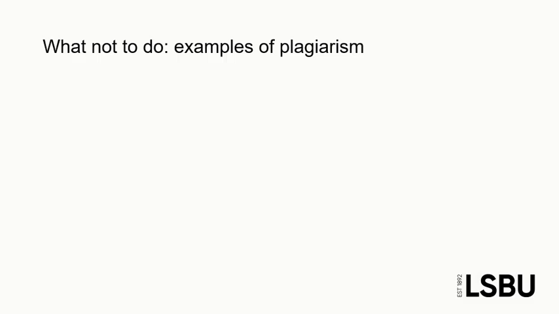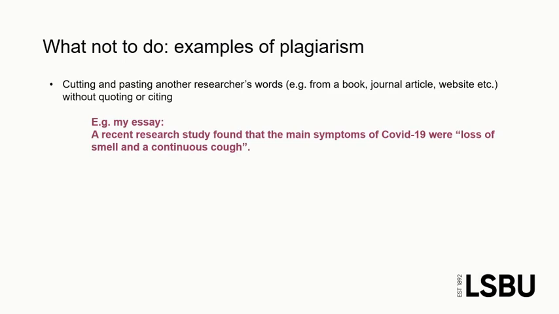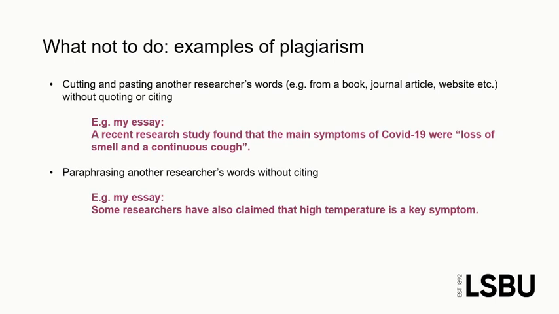Here are some examples of what we mean by plagiarism in the context of an academic essay. As you will see, plagiarism can take several different forms and you need to avoid them all. First up, this is the one most students are familiar with. You must not cut and paste or use another researcher's words without including quote marks, a citation, and a reference. In the example, you can see that I have used a direct quote from an information source, but I haven't told the reader what source it is from and who wrote it. This is plagiarism.